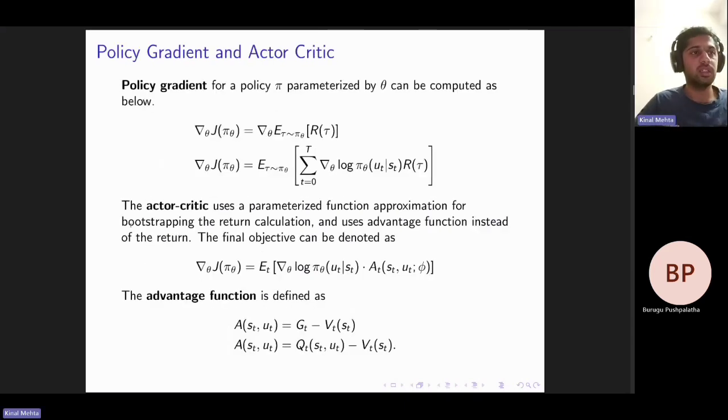Now we'll start with policy gradients and the actor-critic method. I'm directly jumping to policy gradients because most of our research is focused on deep RL, and that is why I just basically defined the value functions and all, which we'll be using throughout.